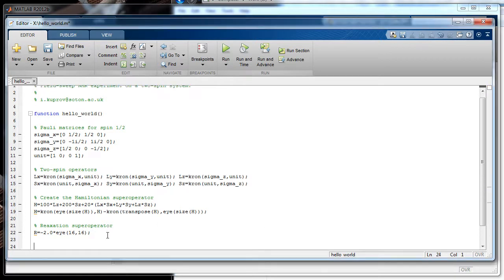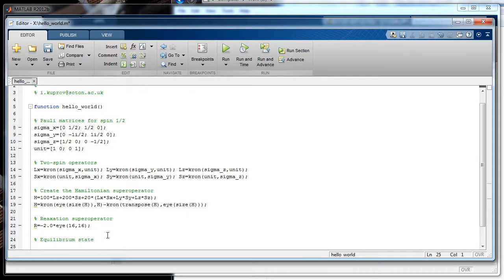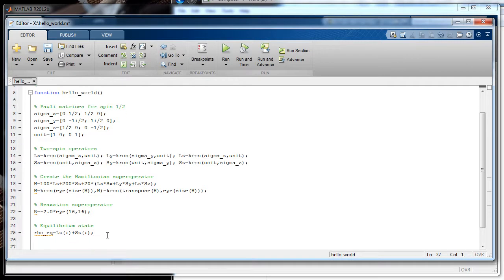Okay, let's further specify our equilibrium density matrix, so equilibrium state. Because we're in a high temperature approximation here, we cannot really take the Hamiltonian exponential because most of the Hamiltonian is missing because of the rotating frame. So let's just specify it by directive. So rho equilibrium would be our Lz plus Sz. That is both spins on Z, and in order to put it into Liouville space we need to stretch them both into vectors. So that would be our equilibrium state.